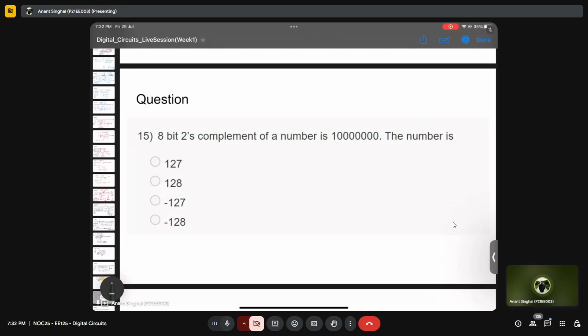Yeah, so let's try to do this particular problem. So it says 8-bit 2's complement of a number, particularly this number is what? So actually this is a good question. Maybe try it out and give me the answer in a few minutes.